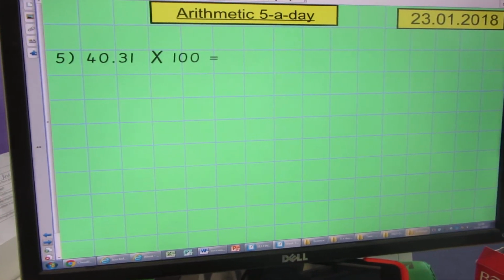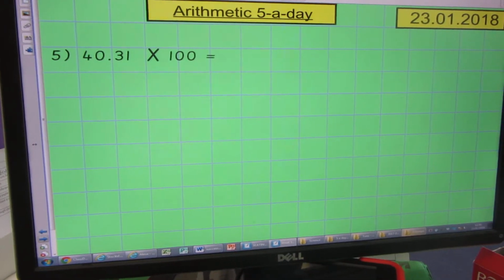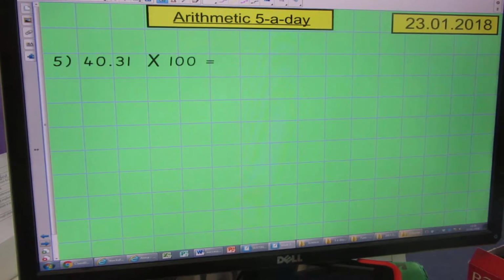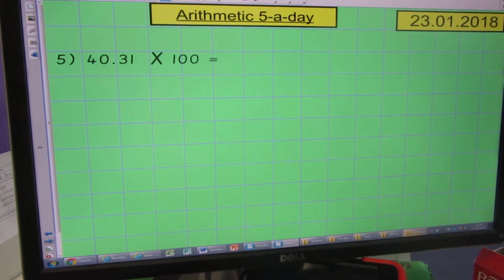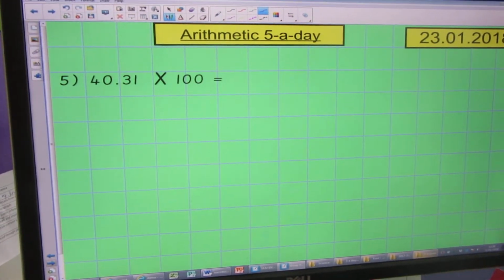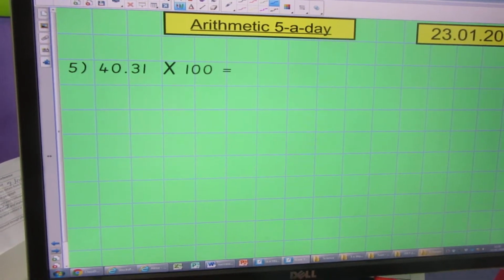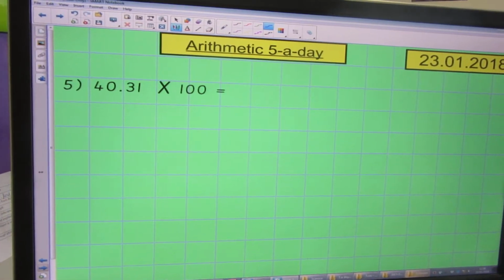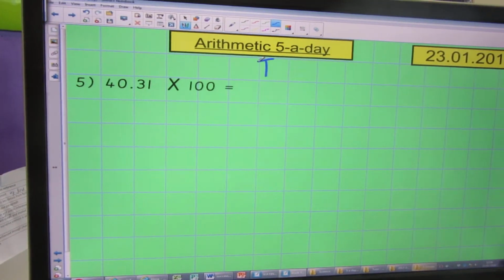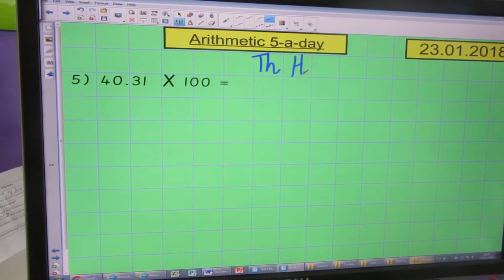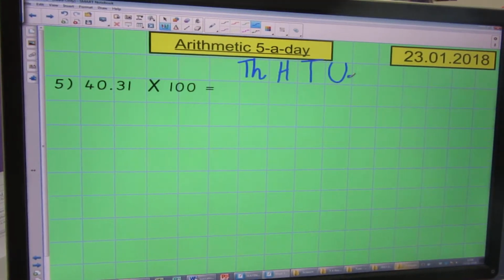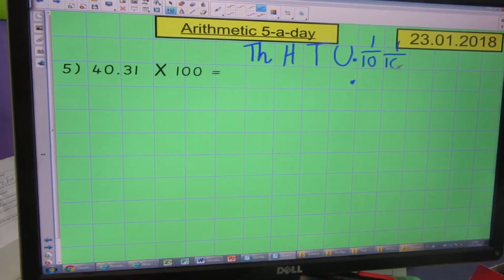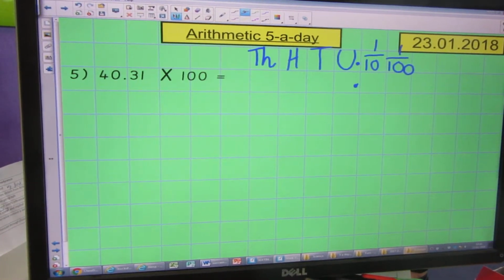Right, number 5 is 40.31 times by 100. So what method do we need to use for this kind of question? Ella? Place value, tens, units. Lovely. So I'm going to write out thousands, hundreds, tens, units. My decimal point goes here. I've got tenths. I've got hundredths. Okay? So I'm going to put this number in.